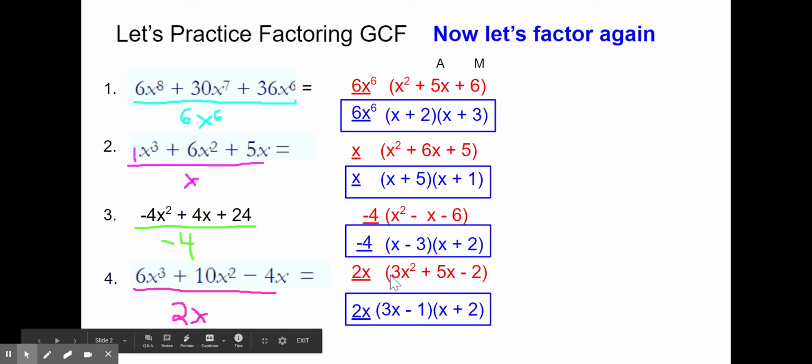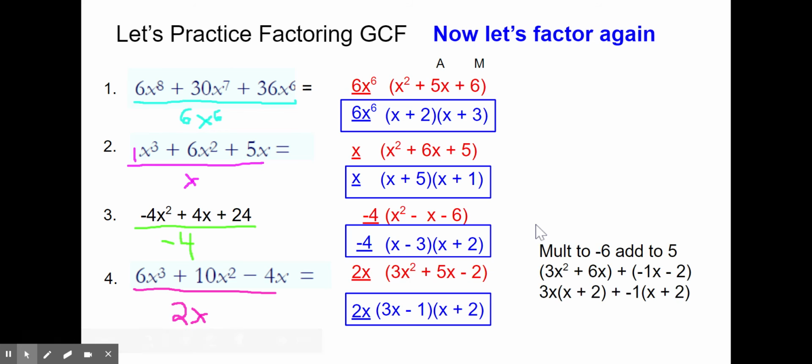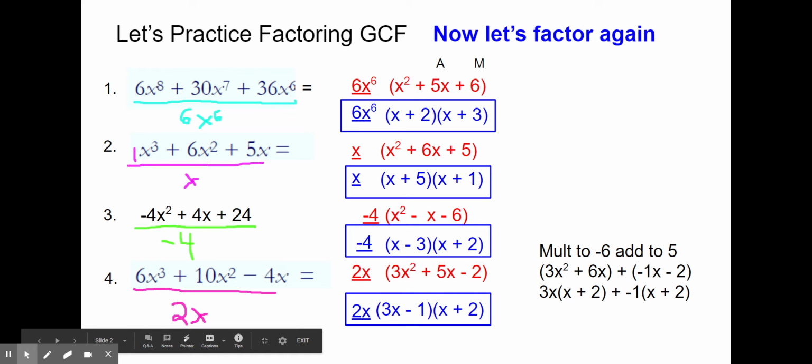If you weren't sure how to factor these by guess and check, you could try the grouping method we learned yesterday. Multiply 3 times negative 2, and now you're looking for two factors that multiply to negative 6 and add to 5, replacing the 5x with 6x and negative 1x, grouping the first two, grouping the second two, and pulling out the GCFs. Now you have common binomial of x plus 2, and your two resulting GCFs form the second binomial, 3x minus 1. So here's our resulting three factors, our GCF and our two binomials.